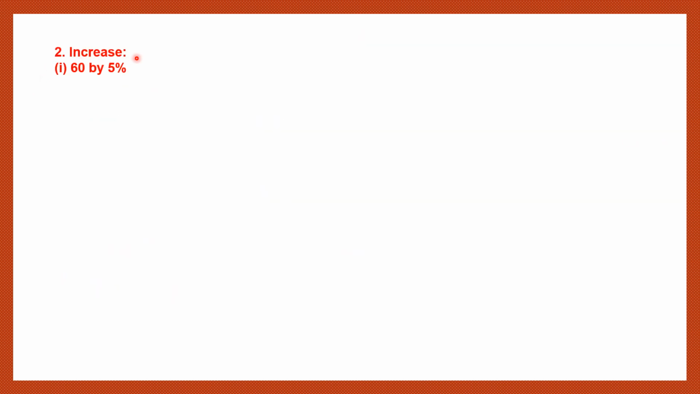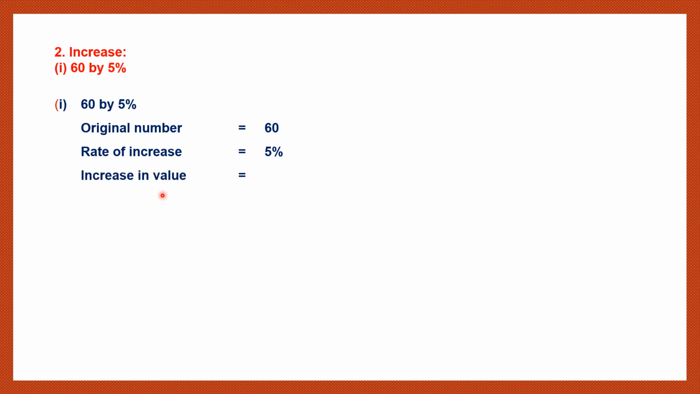Question 2. Increase 60 by 5%. So in this case, let's start with the first one, 60 by 5%, which is the original number. The original number is 60. Then what is the rate of increase? That's 5% given to us. Now we have to find the increase in value. That means 5% of 60 first.